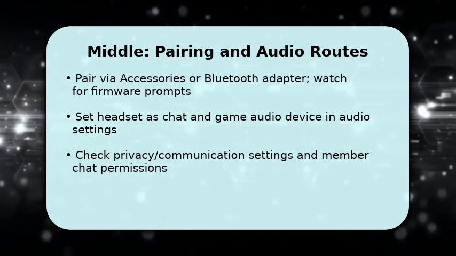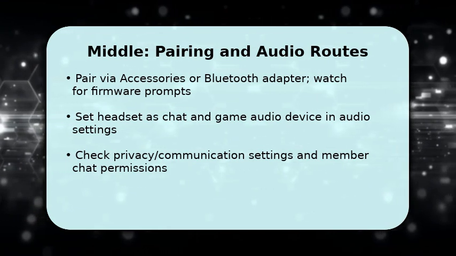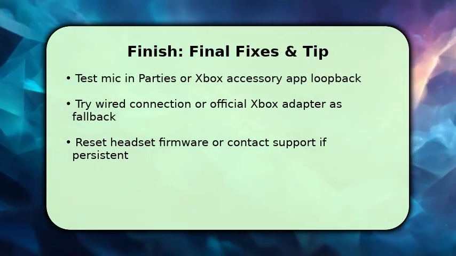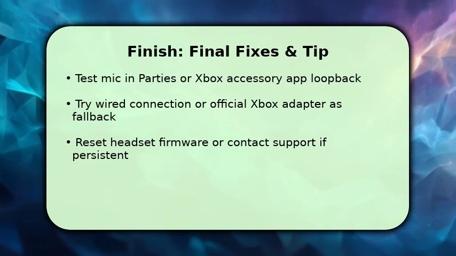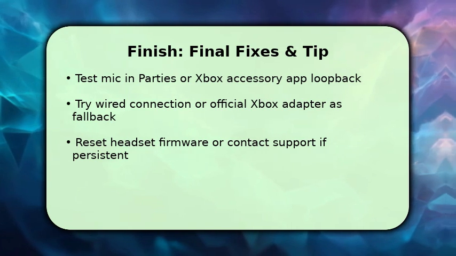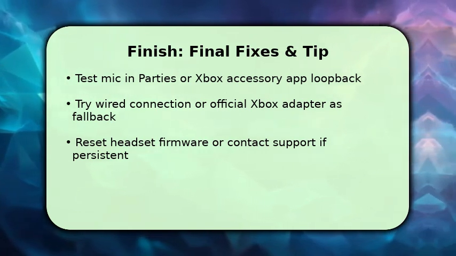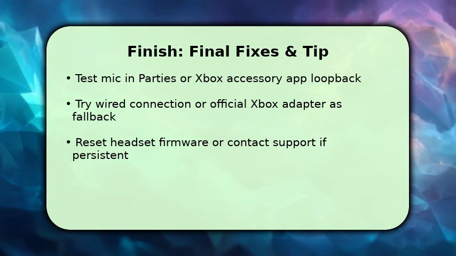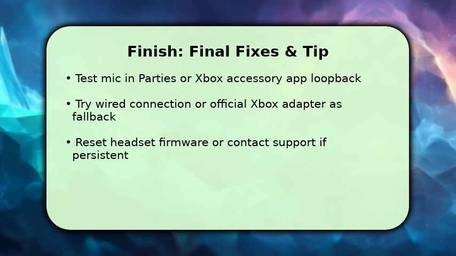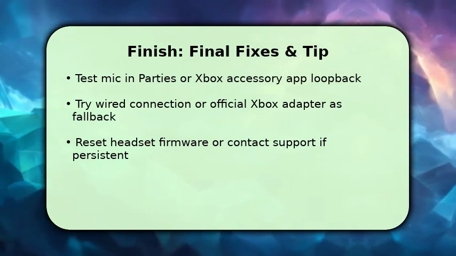To finish, run a live mic test in a party chat or use the Xbox Accessories app loopback test to verify input. If the mic still fails, switch to a wired connection or use an official Xbox Bluetooth/USB adapter to rule out wireless incompatibility. As a final step, factory reset the headset or reinstall firmware using the manufacturer's tool. This often resolves stubborn glitches.